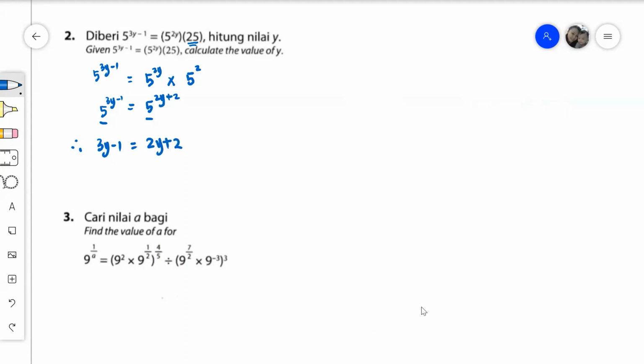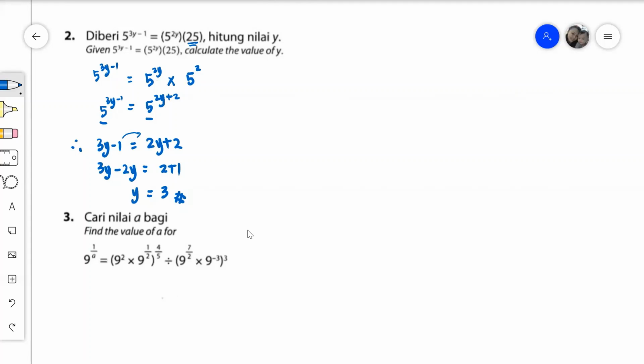Okay, this is just a normal algebraic equation. So let's rearrange so that we can put the y on the left-hand side and the numbers will be gathered on the right-hand side. So we have 2 plus 1. So 3y minus 2y left with 1y. So 2 plus 1 is 3. So that is the answer. Okay, so you see that I always change the number in index form with the smallest base that I can think of.